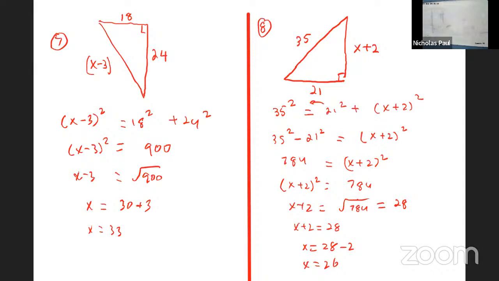Who didn't square root 35? I don't know. Very good. I don't think. All right.